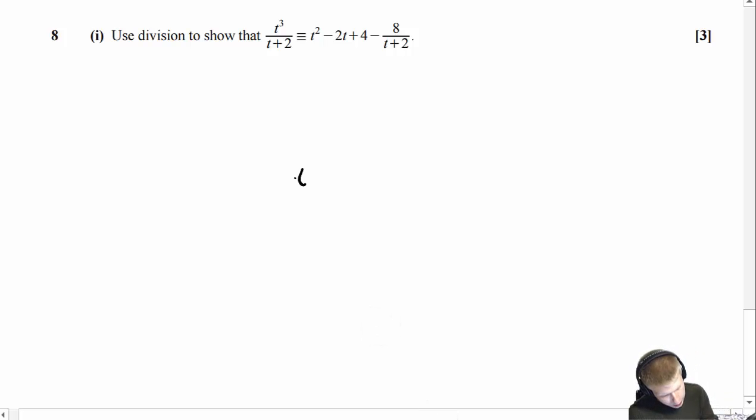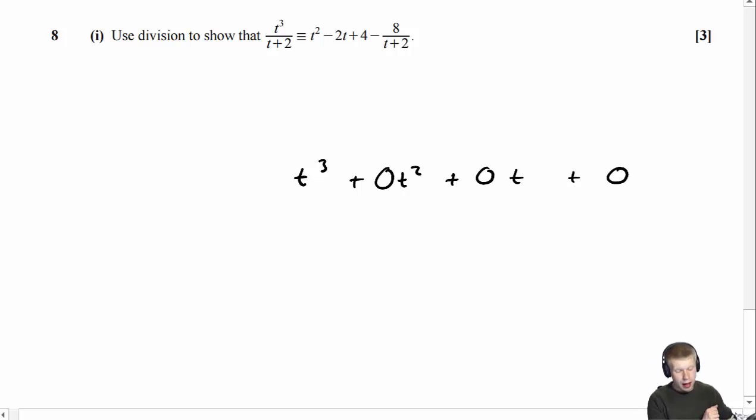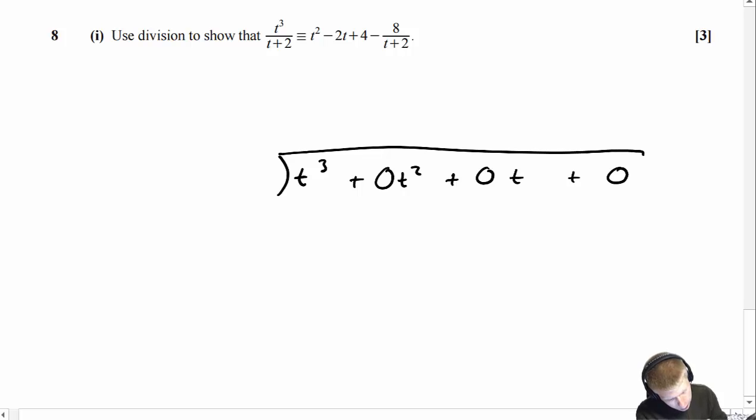I personally would do it this way. I set up my division, so t cubed. But remember, I need a t squared term, I need a t term, and I need just a constant term on the end. Well, they're all 0 because I haven't been given any. It's just t cubed on its own, so plus 0t squared, plus 0t, plus 0. Then I use the bus shelter and divide that by t plus 2.